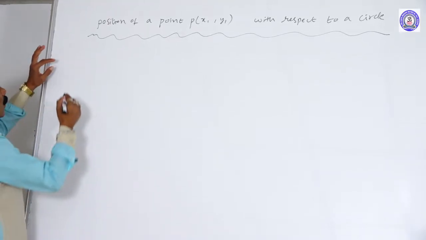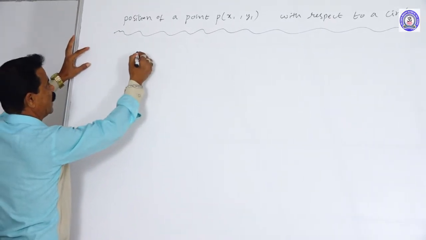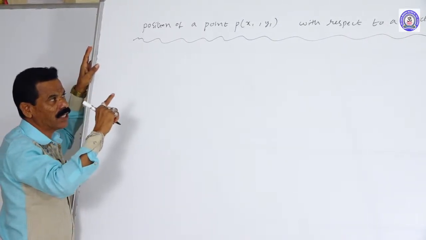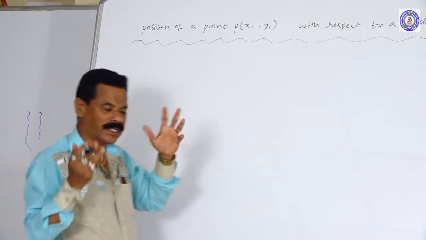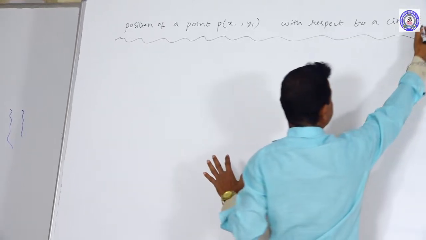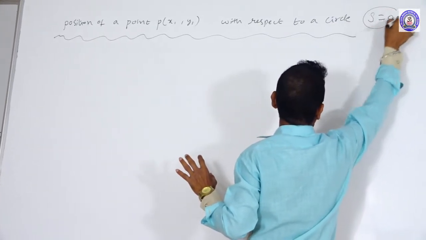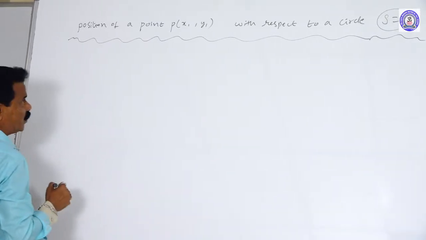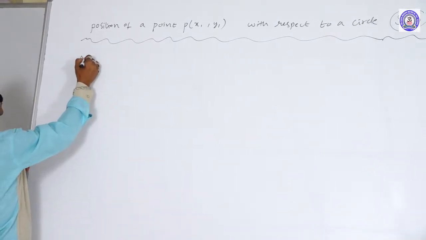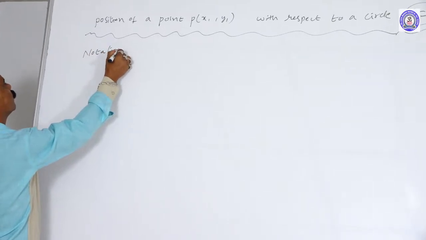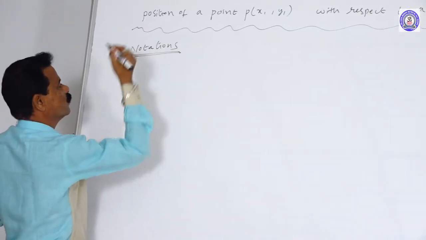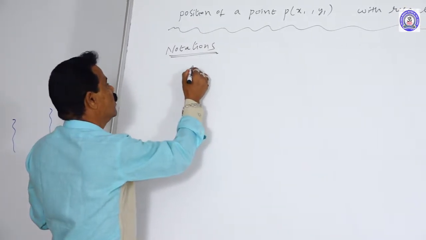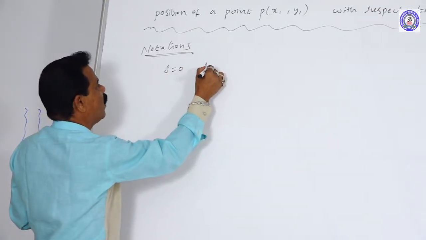Now, another topic: position of a point P(x1, y1) with respect to a circle. Any circle is denoted by S = 0. In this, notations are important. S is denoted by a circle; S = 0 denotes a circle.